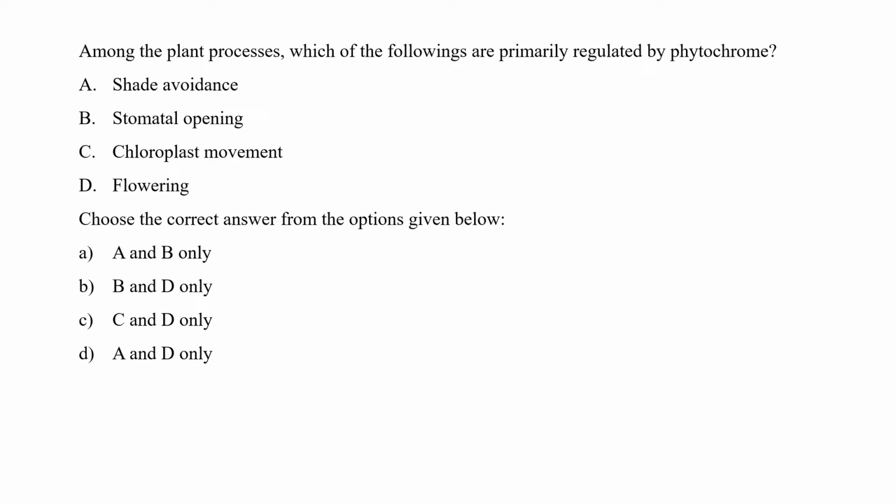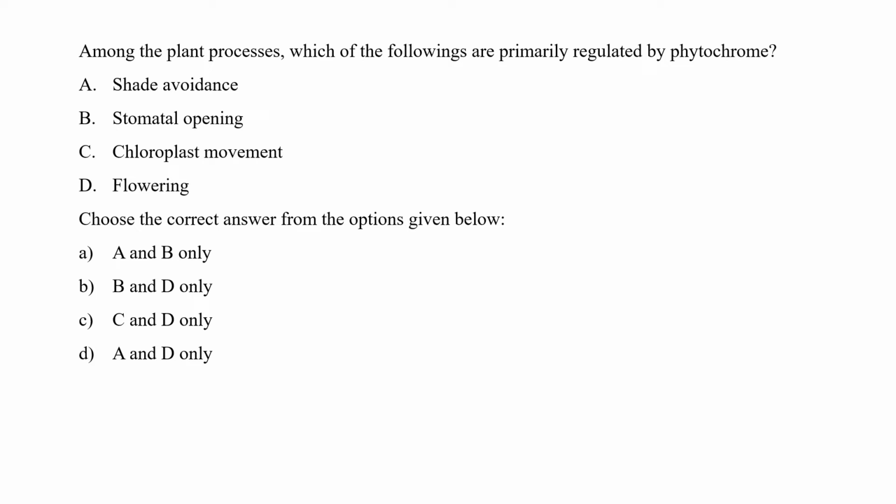Now, photomodulation of flowering is a phytochrome regulated process. In short day plants, the PR form of the phytochrome promotes formation of flowering stimulus, whereas in long day plants, the flowering stimulus is promoted by the PFR form of the phytochrome.